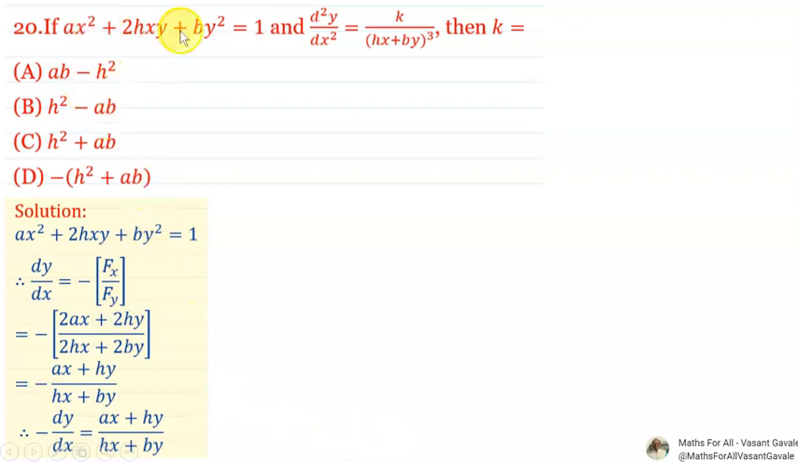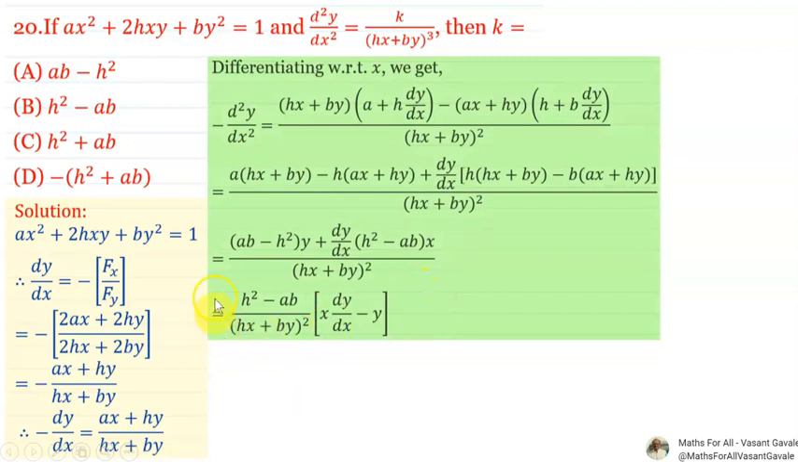fx we will get by differentiating this with respect to x, keeping y as a constant. We have done this type of example in the previous video. Then you will get minus 2ax plus 2hy upon fy. Differentiate this with respect to y, keeping x square as a constant. Then you will get here 2hx plus 2by. Common terms we will take, cancellation will happen. Then you will get here ax plus hy upon hx plus by. Therefore, minus dy by dx is equal to ax plus hy upon hx plus by.